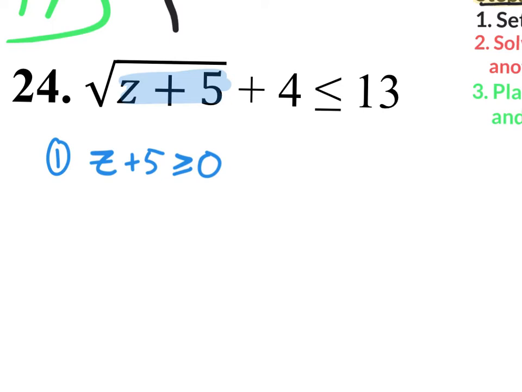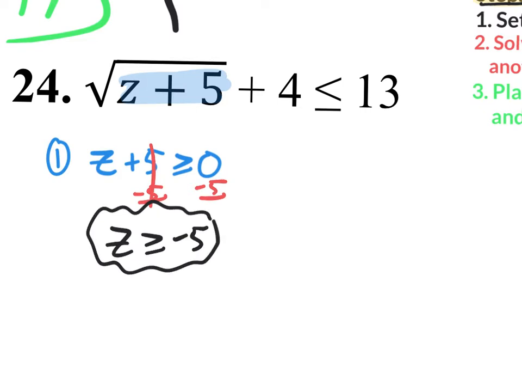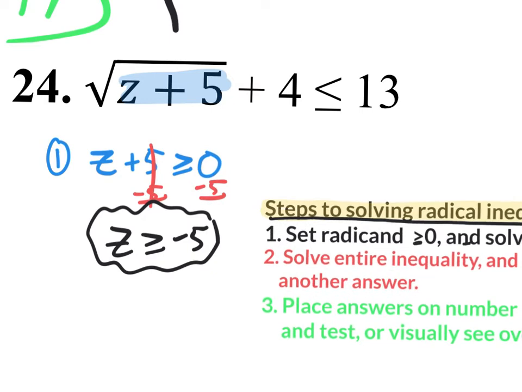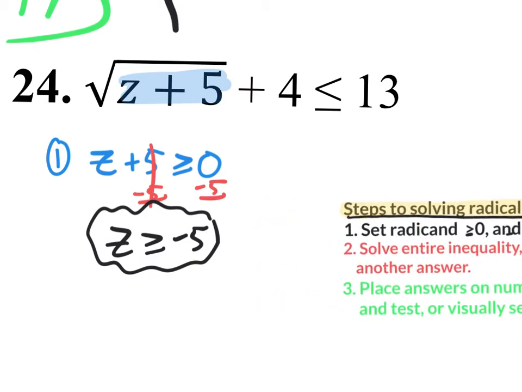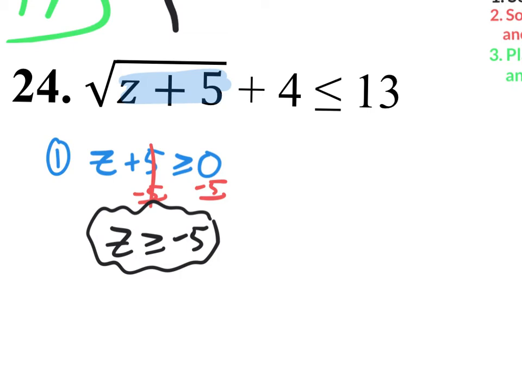We're going to solve it. Let's solve. Subtract 5, cancels out. We end up with z is greater than or equal to -5. Okay, so this is a possible answer right there. What is step 2? Step 2 reads, solve the entire inequality and get another answer. Okay, so let's go back to the entire inequality, this whole thing, and let's solve it.